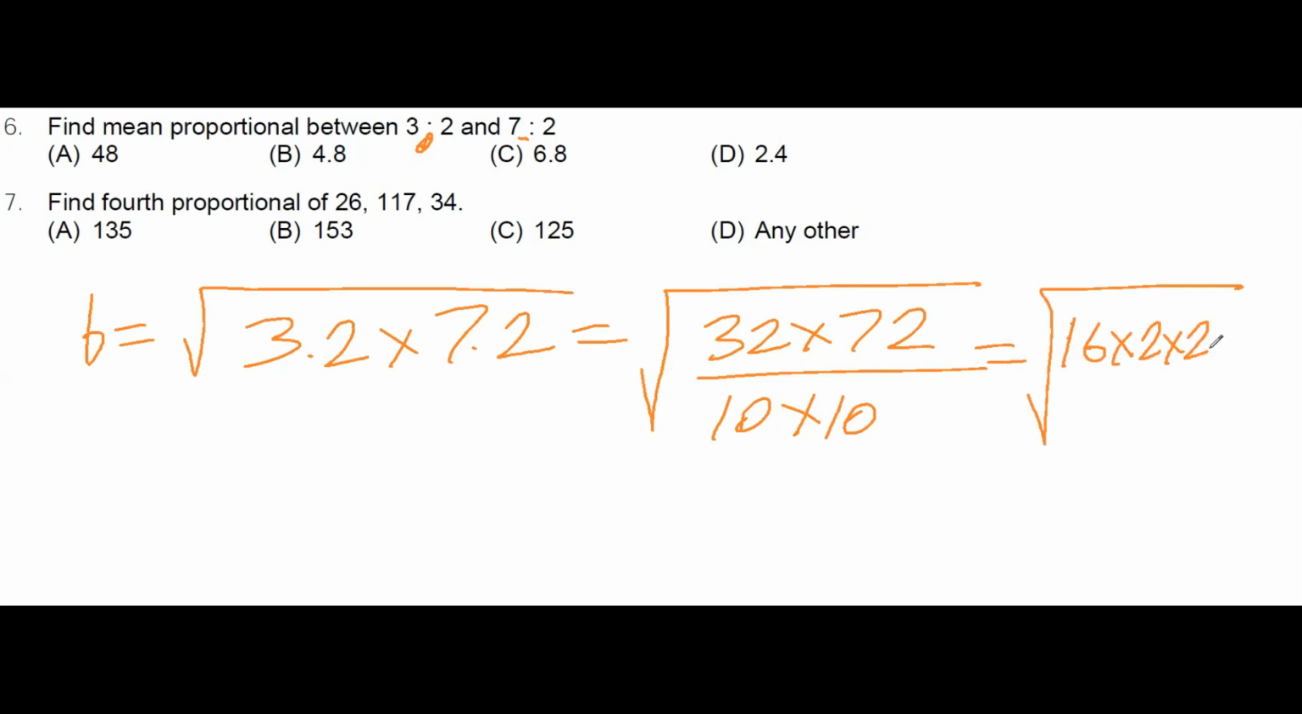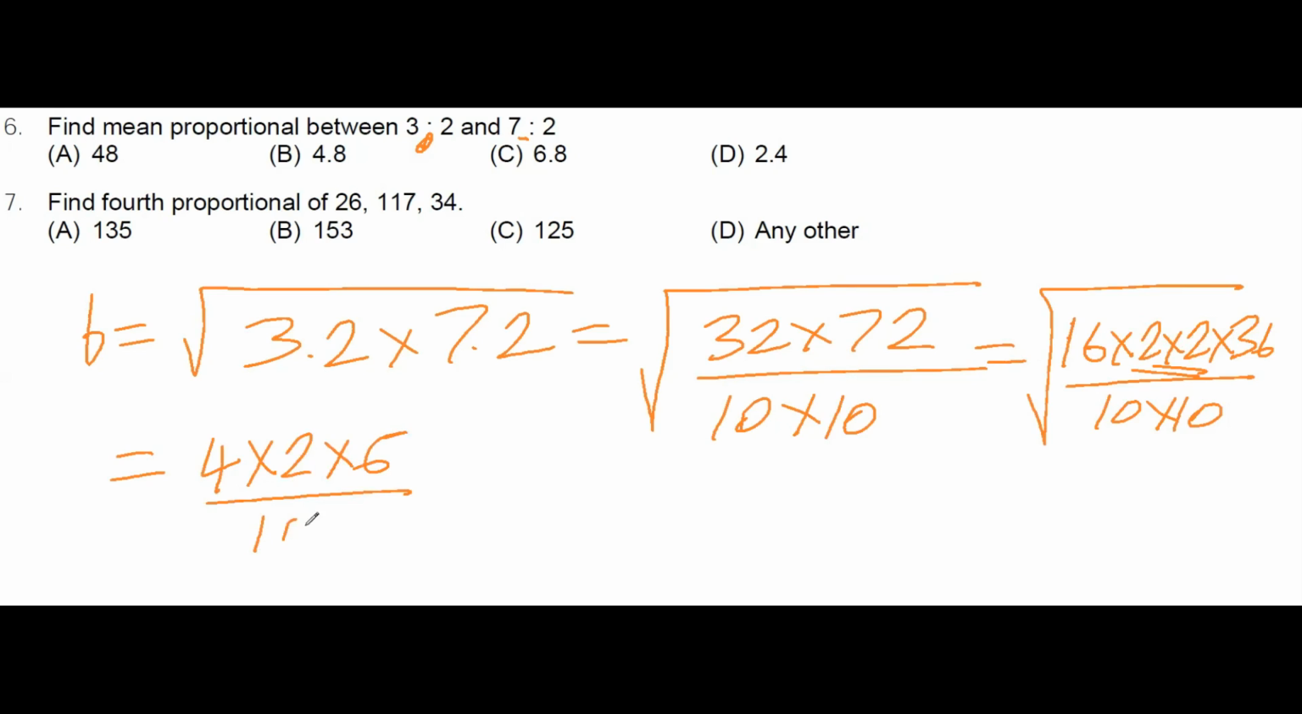Now here it is 16 into 2, and here it is 2 into 36 divided by 10 into 10. So square root of 16 is 4. Square root of this 2 into 2 is 2, so I will write only 2, and this will be square root of 36 is 6, divided by square root of 10 into 10 is 10. So when you multiply, you will get 48 divided by 10. So the answer is 4.8. So now you are getting the correct answer as B. So make the correction in the textbook. This should be 3.2 and 7.2. Done.